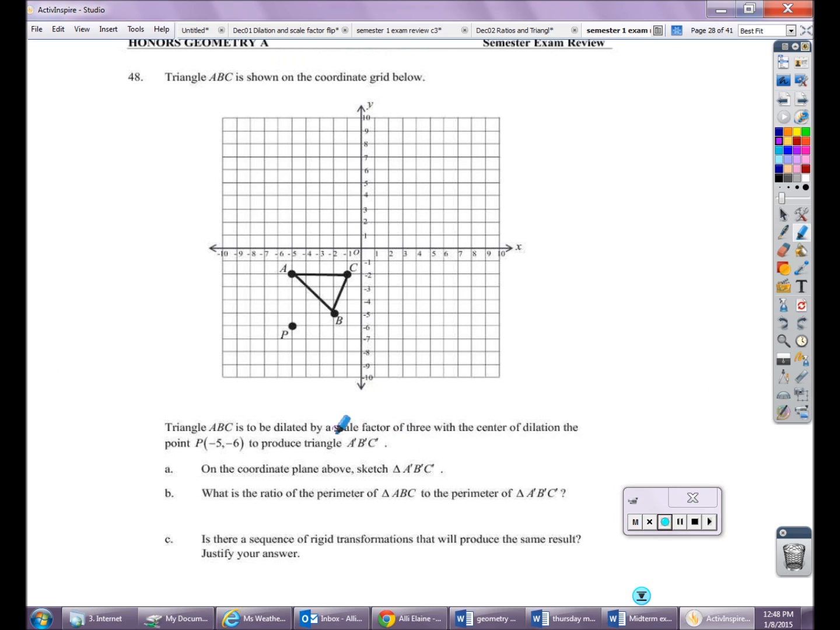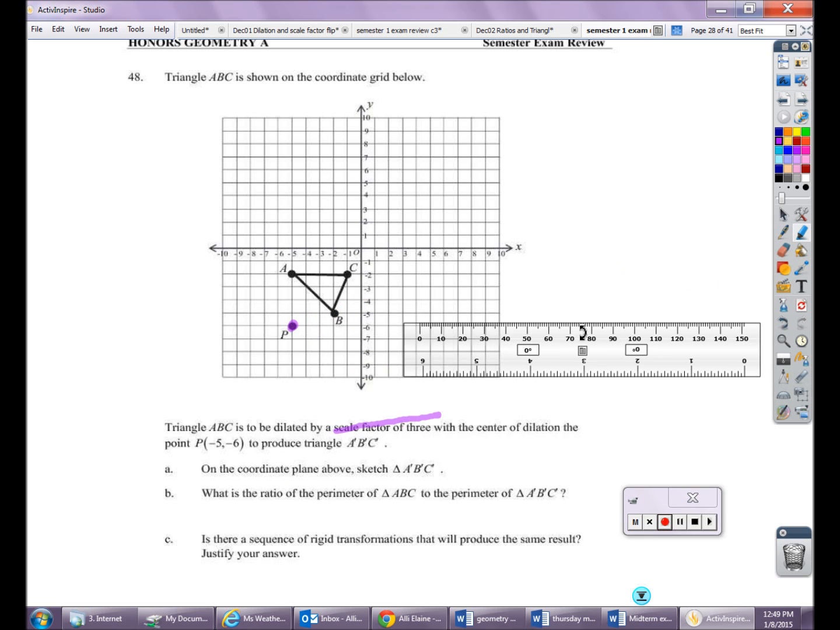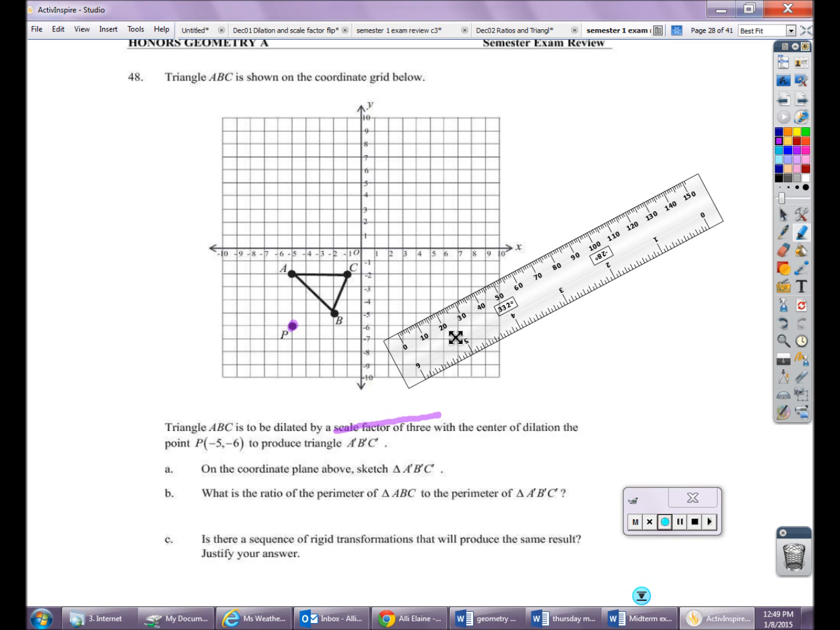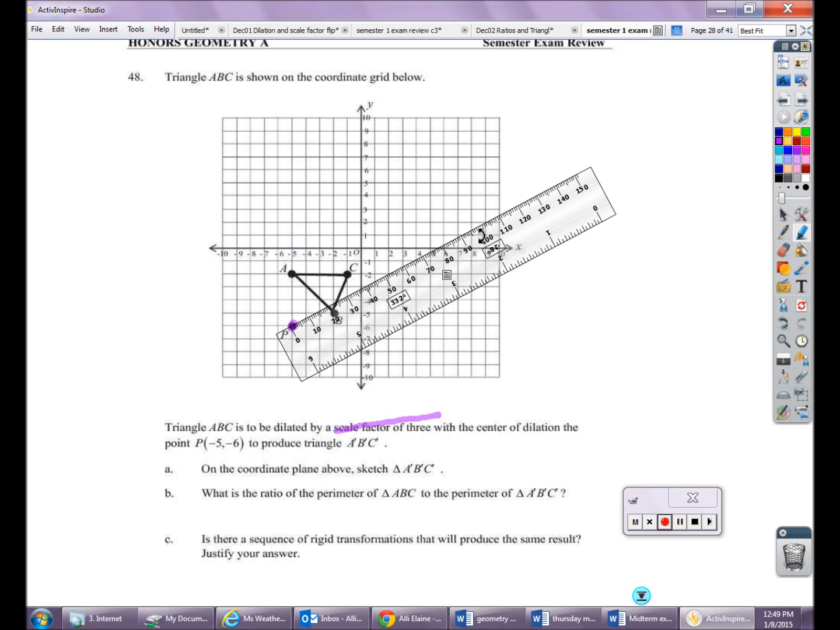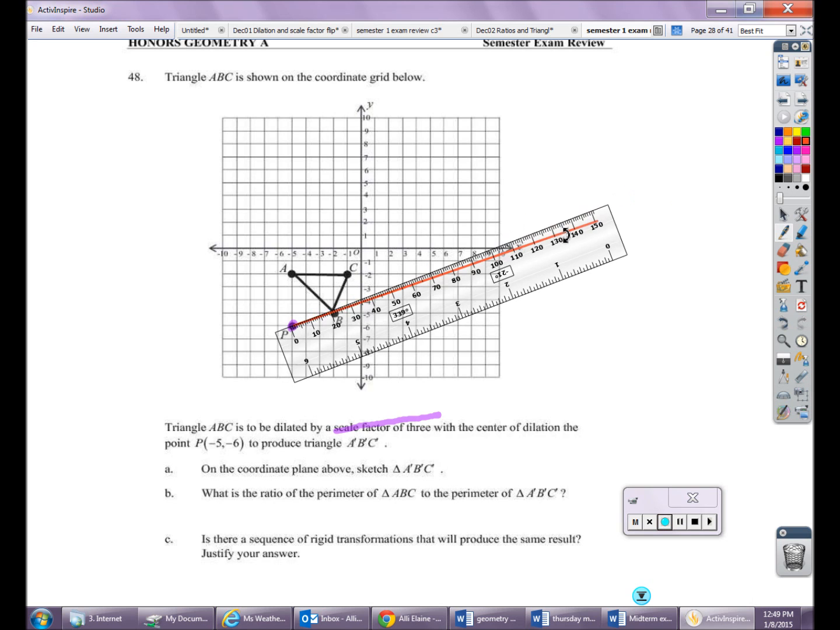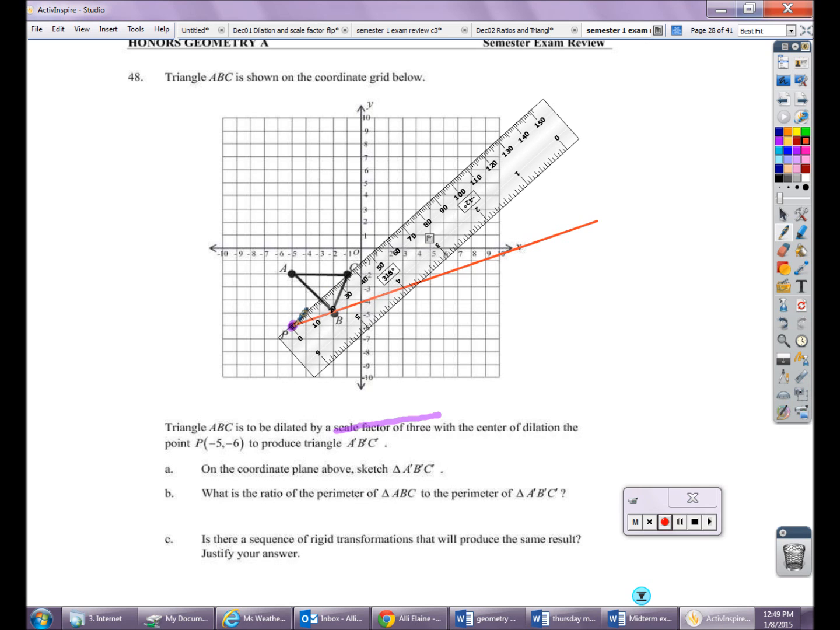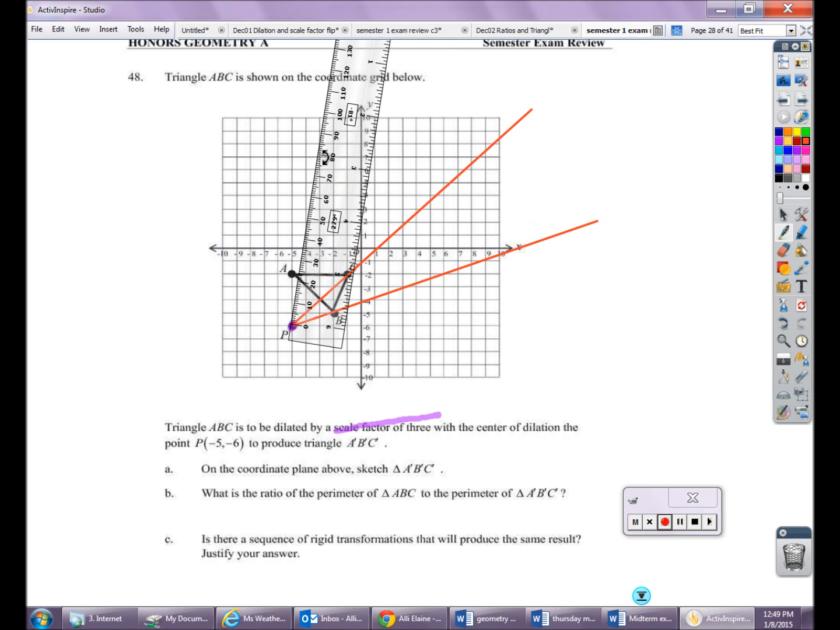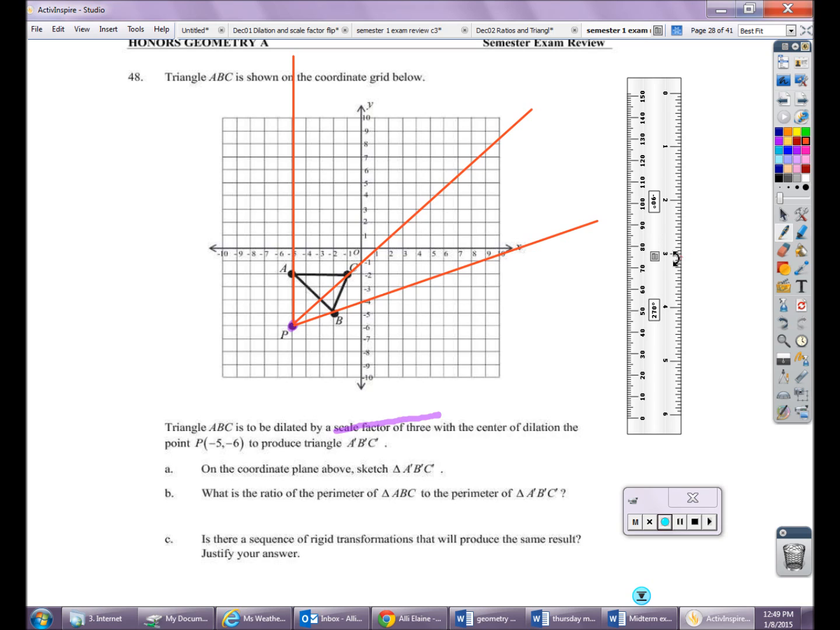Okay, so the scale factor is 3. So this is going to be 3 times as big with the center at P. All right, and then they want you to set. So the first thing I do is I take my ruler and I draw lines with the center and all my points. I just go through the entire graph. That A is a straight up and down line. Okay. And you want it to be 3.